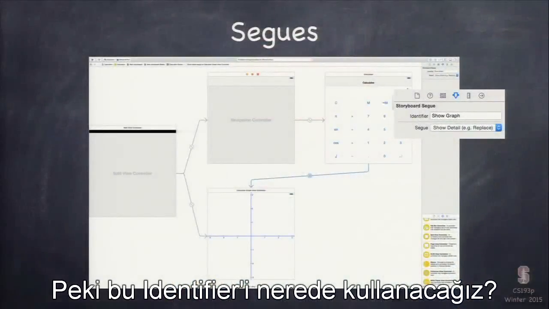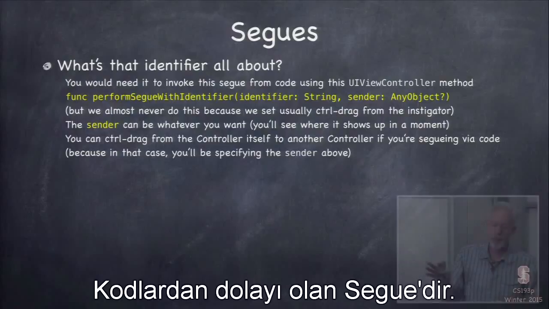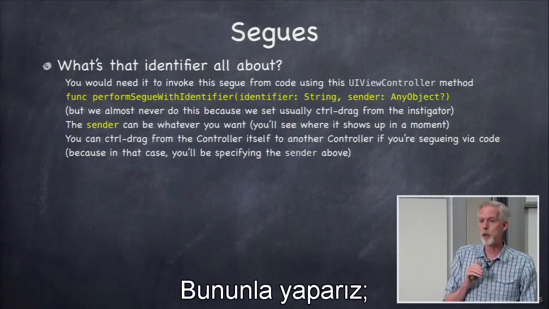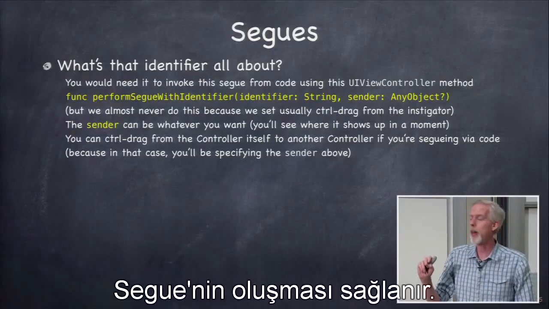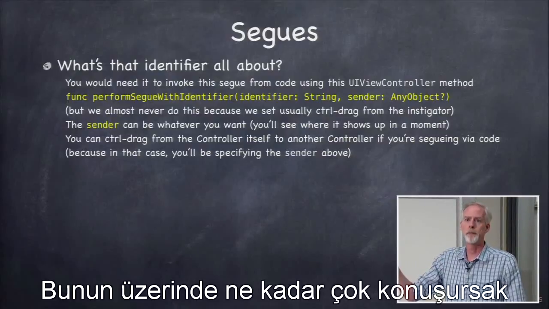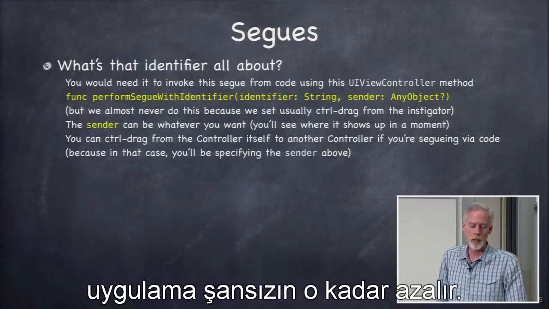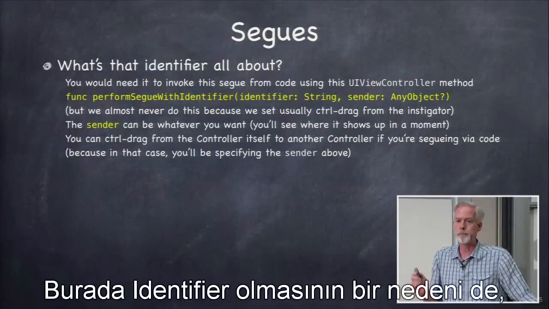Okay, so where are we going to use that identifier? Well, one way we can do it, only the 10% case I said, is to cause a segue to happen from code. And you do that with the UI view controller method, perform segue with identifier. And you just specify the identifier, and it's going to make that segue happen. Okay? Simple as that. That's all I'm going to talk about this one, because you're not going to be doing this one probably in this class. Maybe in your final project you might find a reason to do it.